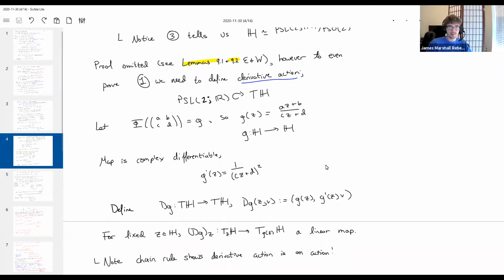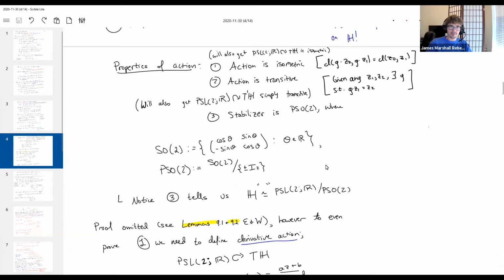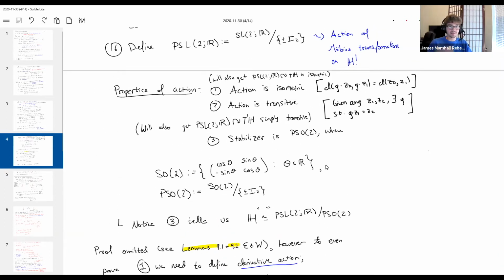And so maybe scrolling back up, I said earlier one of these properties was that PSL2R acts on the unit tangent bundle simply transitively. So if we can identify H via this identification, PSL2R mod PSO2, then we can identify the unit tangent bundle of H as just PSL2R. So this gives us an algebraic way of viewing the unit tangent bundle. This will be super useful, not only the transitivity, but this identification, in terms of studying orbits of points by just looking at PSL2R elements acting on points, and that'll give you an orbit.